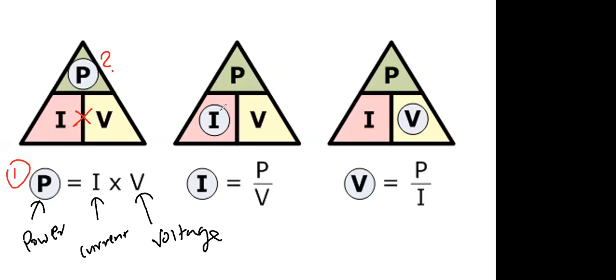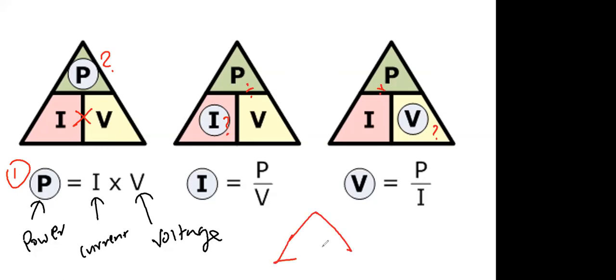The second equation: if you want to find the current, then what? P divided by V, P over V. And the third one, you can take a screenshot or copy this down. There are three variables. If you don't know one of these, you can use the data of the other two. If you want to find the voltage, then you can take P divided by I, P over I. So you can copy it down like this.